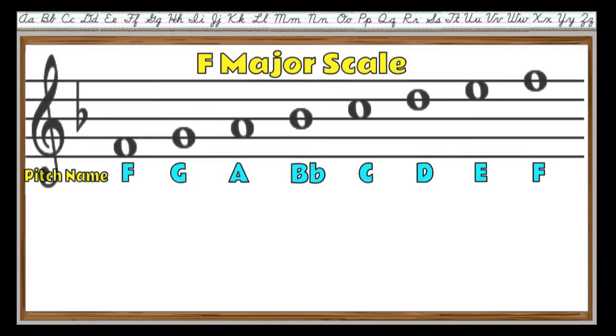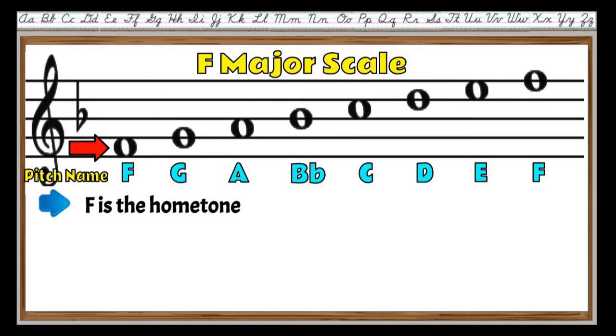Our next scale is the key of F major or F major scale. Look at the scale. What is the home tone of the F major scale? Yes, you are right. It is F. Where is it located? Yeah, it is located on the first space of the staff.